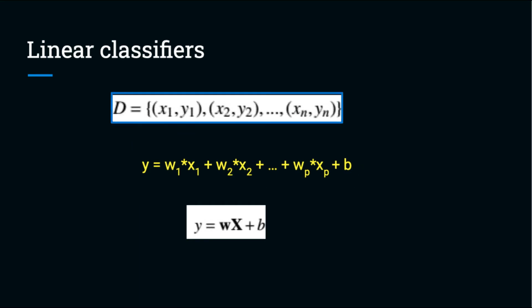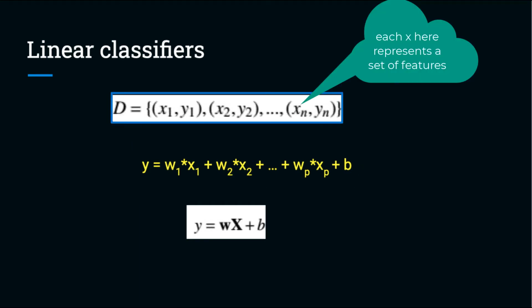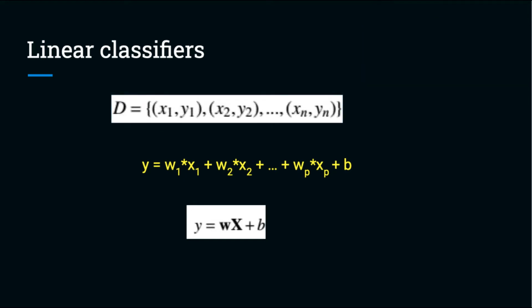Consider a data set with n examples. The x's represent the features, and the y's are the labels for a classification task. For each feature, x1 through xp for p features, a weight is learned from the training data. We also have an intercept b that's just used to fit the data.